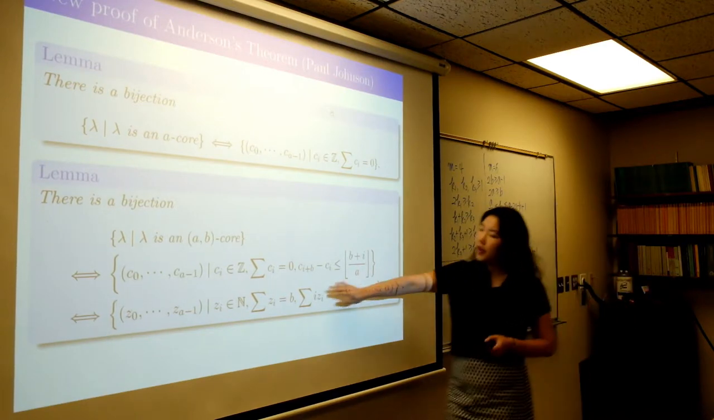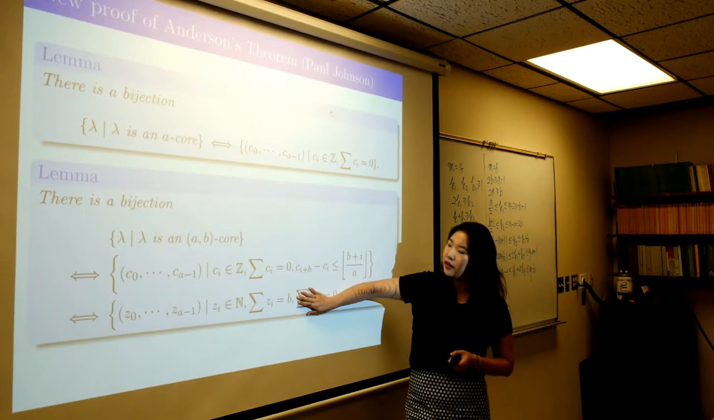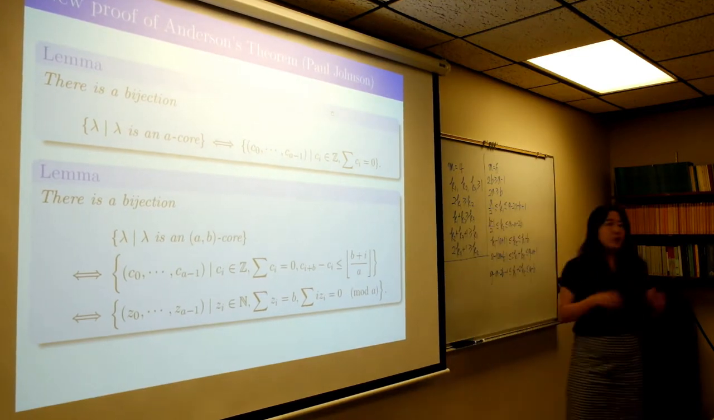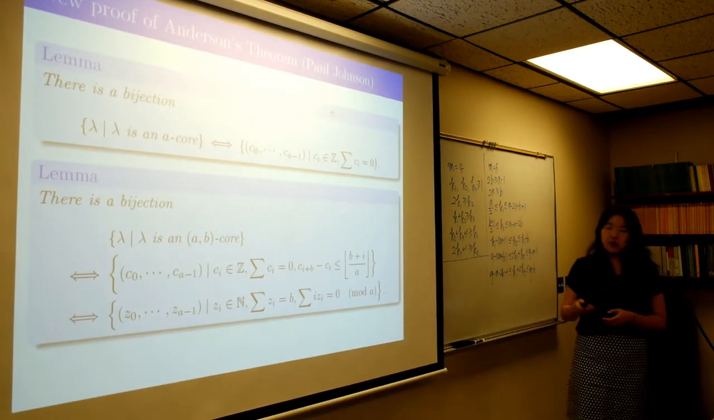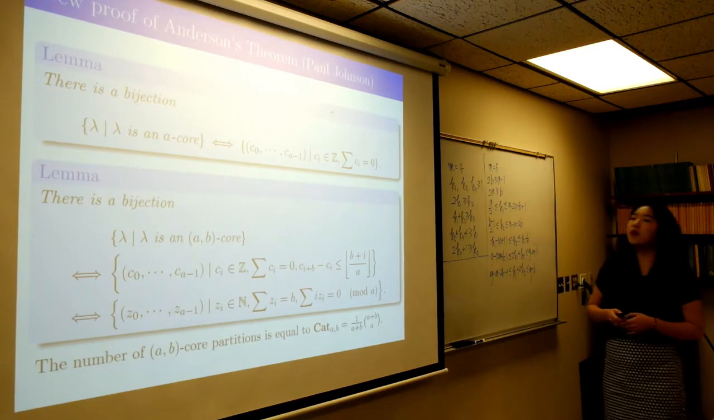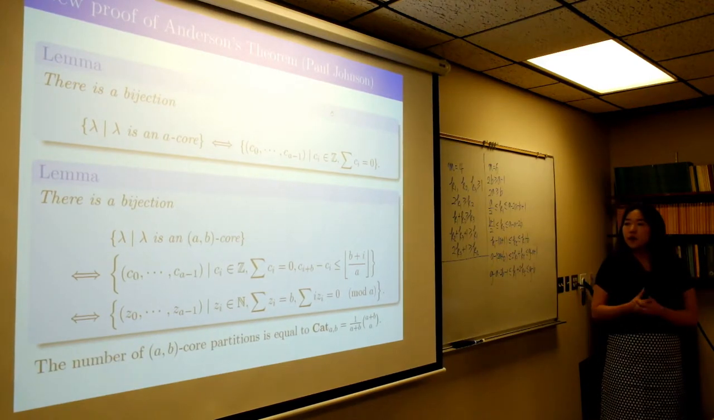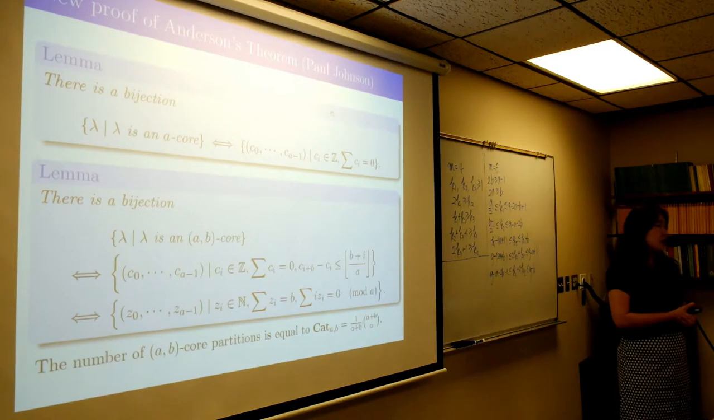Computing the cardinality of this set itself is not difficult because we can use Sturzenbach's argument. In that case, we can compute that the number of AB core partitions is equal to a generalized Catalan number.